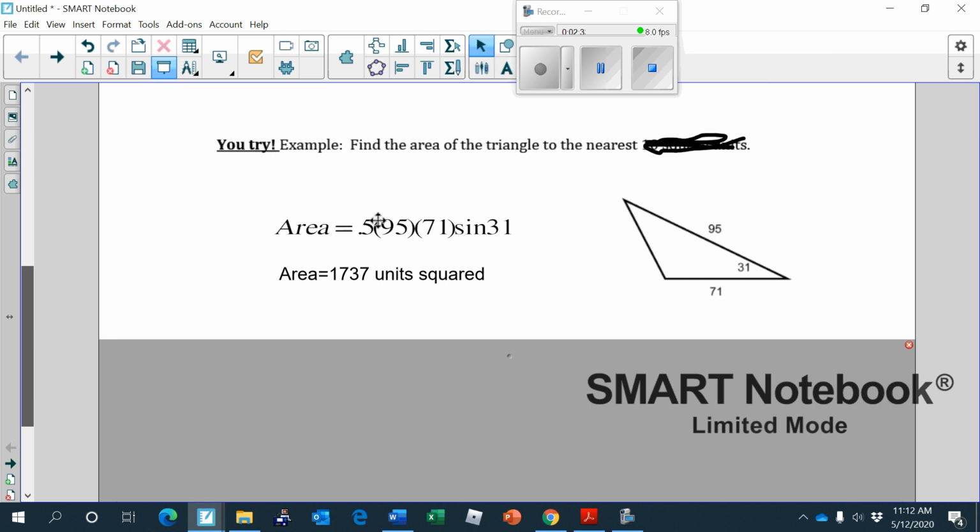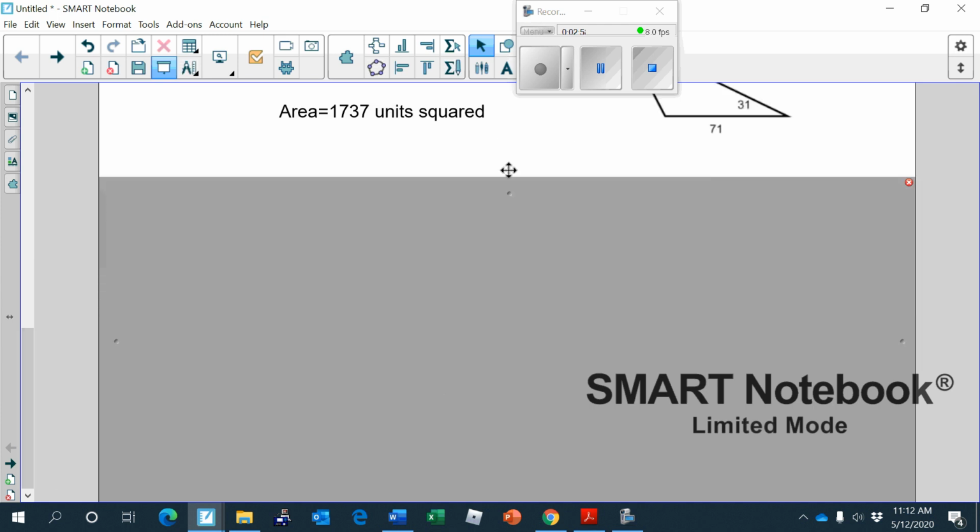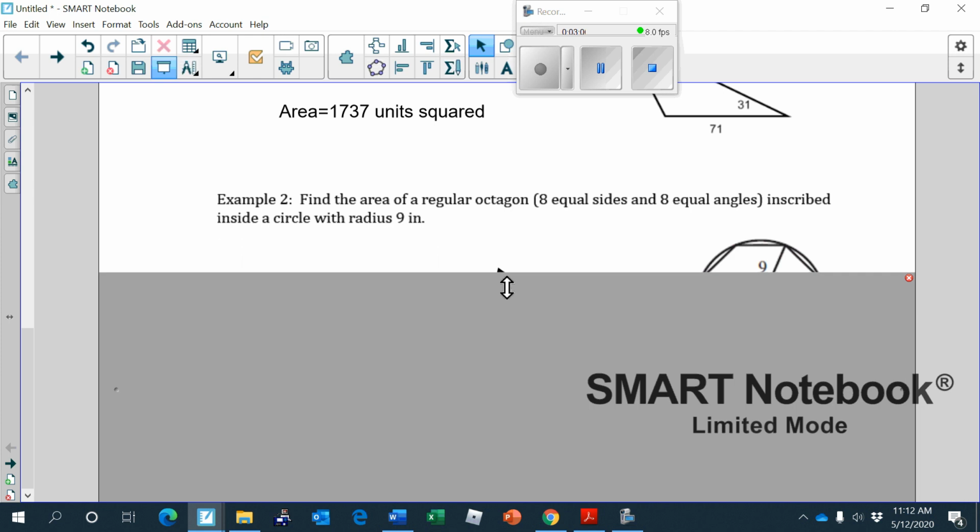So your area is again 0.5 times 95 times 71 times the sine of 31. Notice I didn't label my triangle this time. You can if you need to use the formulas. But what you're really doing is using the angle that's included between the two sides, and then using those two sides that include the angle. Again, we should have gotten 1,737 units squared. Okay, good job. Let's go to the next one.